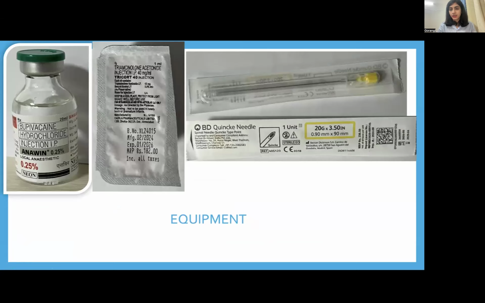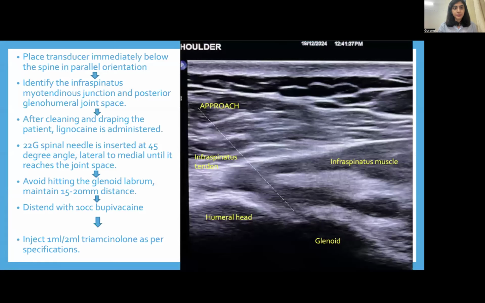The other equipment that you'll need is bupivacaine 0.25% that we use here, Tricort injections, which come in 40 mg vials, and the Quincke needle. We use the 20 gauge Quincke needle in our institute. So coming to the method, the transducer is placed immediately below the spine and parallel orientation. You identify the myotendinous junction, which is here. This is the infraspinatus muscle. This is the infraspinatus tendon. So this will be the myotendinous junction.